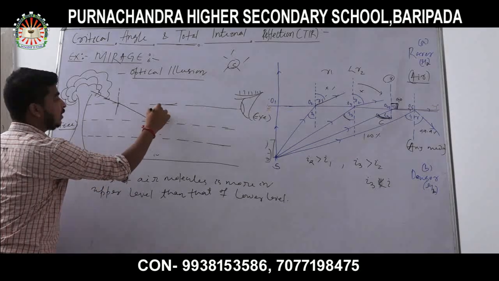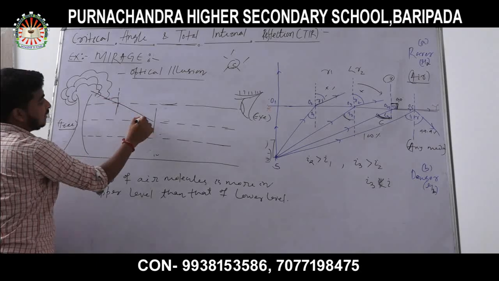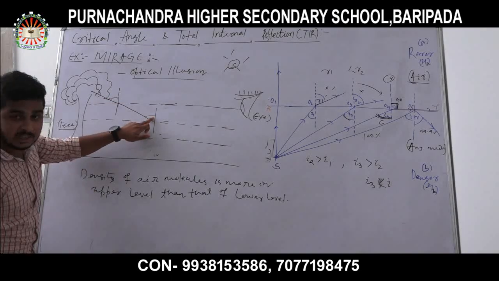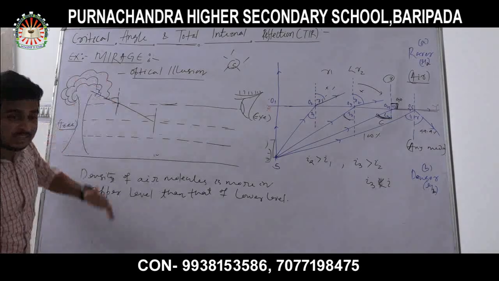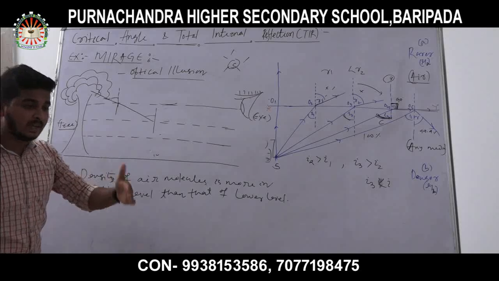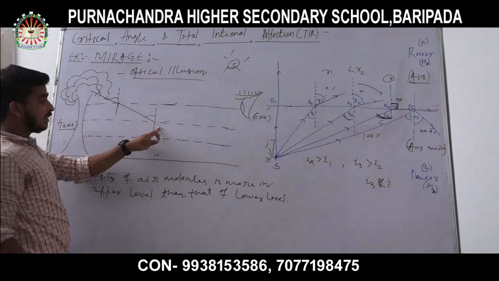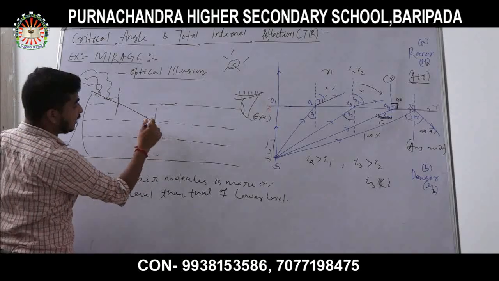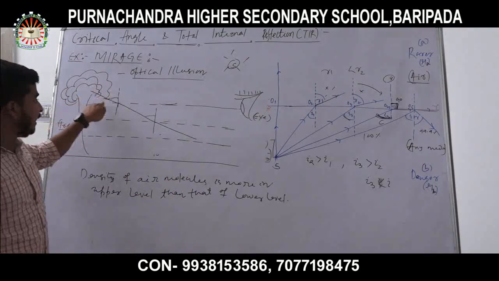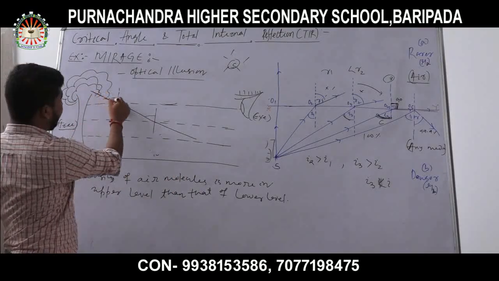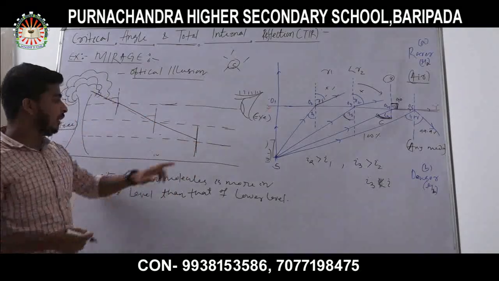Now I can draw a normal here. Look at this angle and this angle. This angle of incidence is much greater than this angle. It means the incidence angle is increasing level by level. So now the ray of light may go like this, but it suffers refraction and it will go like this. The light ray is bending. Now I can draw a normal here.